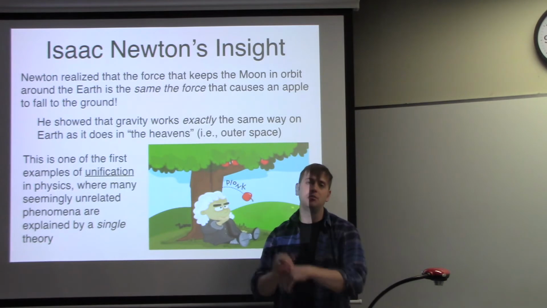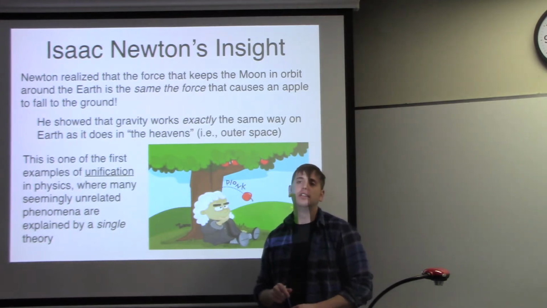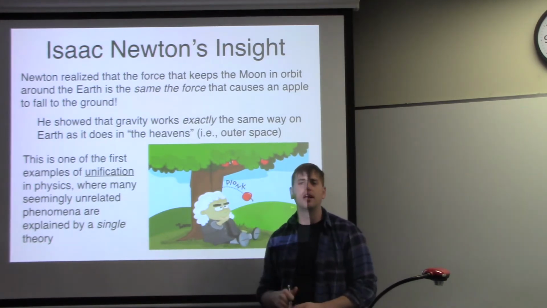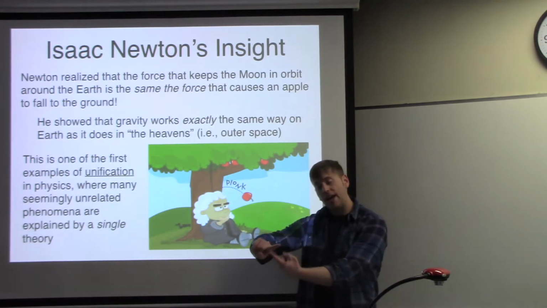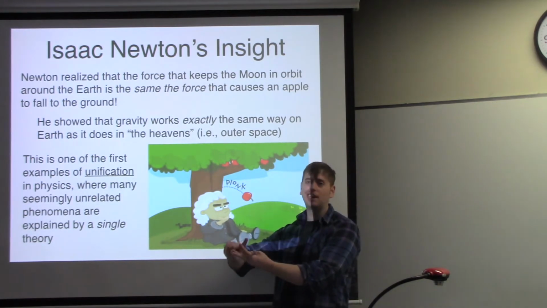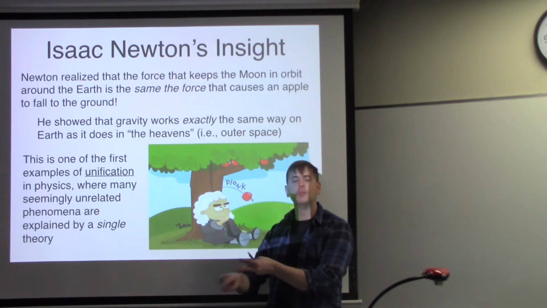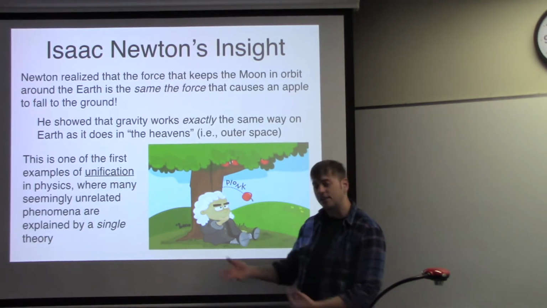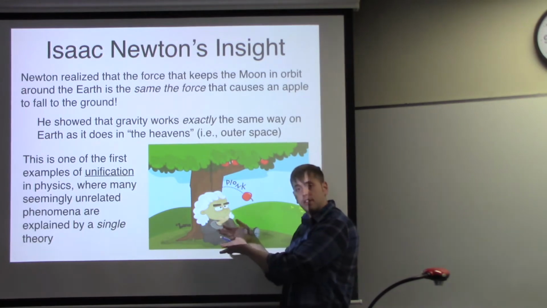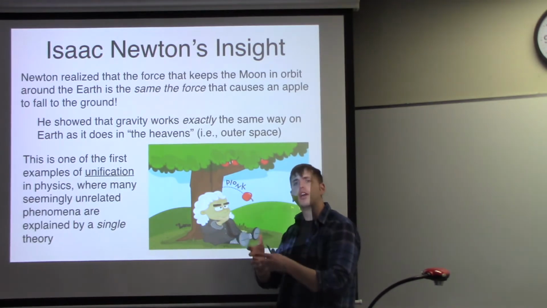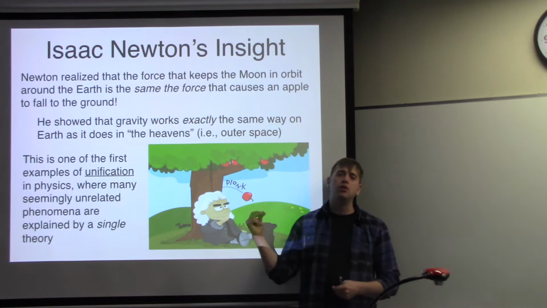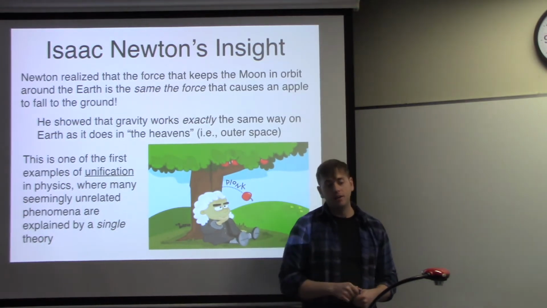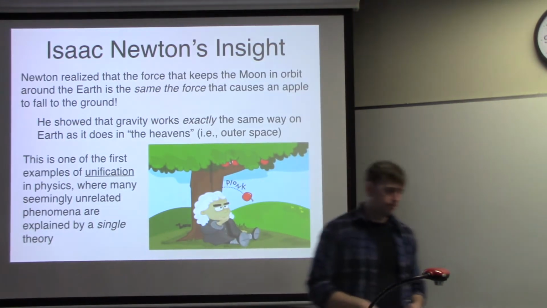Then, this guy named James Clerk Maxwell, in about the 1860s, around that time, showed that magnetism, electricity, and light were really all the same thing. He was able to explain all of those things with a single theory. Again, that's just another example of unification in physics, where we take a bunch of separate ideas and we explain them all in one fell swoop. And Newton was really the first person to do this. Okay.